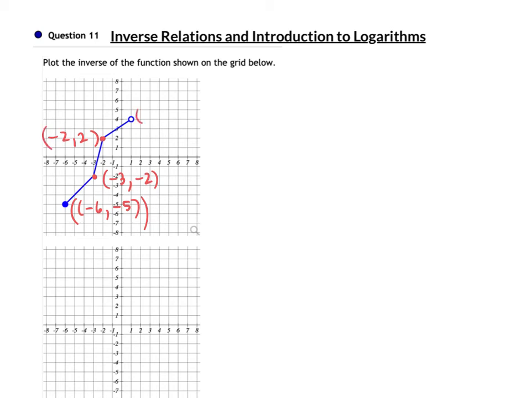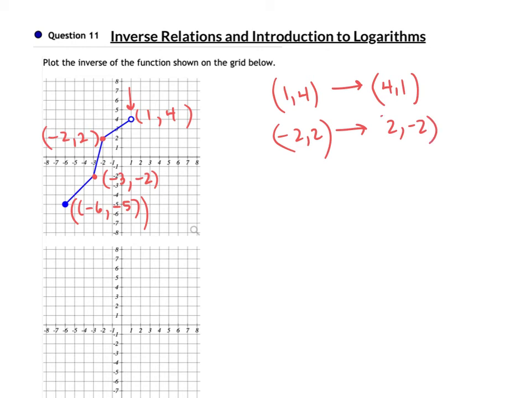And this last one will be (1, 4). And there'll be an open circle right there at 1 for the inverse function. Let's plot these points. (1, 4) becomes (4, 1). (-2, 2) becomes (2, -2) for the inverse. This is f of x, and this is f inverse of x.